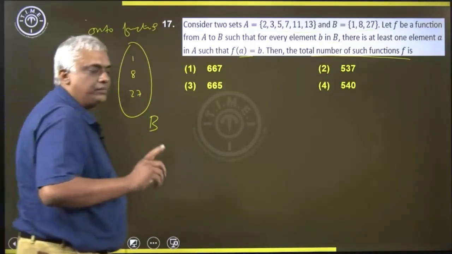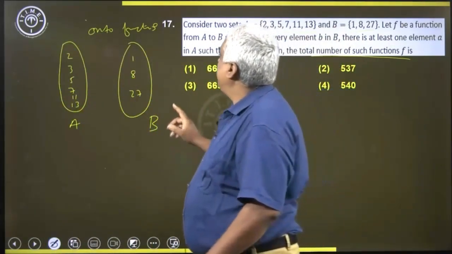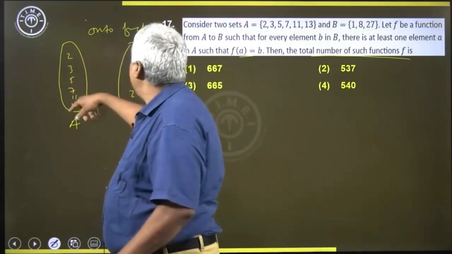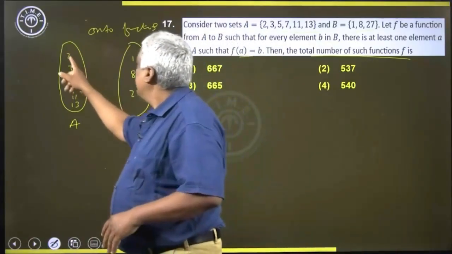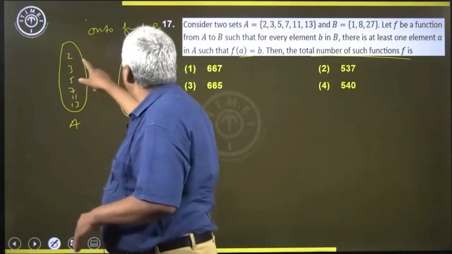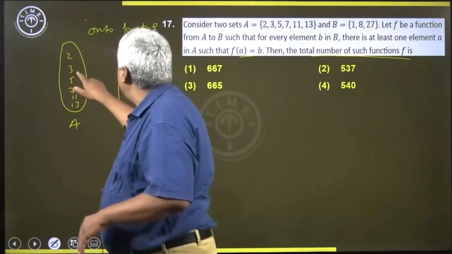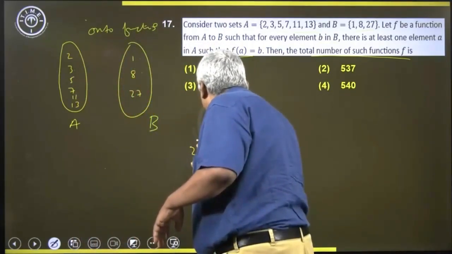So I can use the inclusion exclusion principle. Let's find the total cases, the total mappings possible. This 2 can go in how many ways? It can go here, here, or here, so 3 ways. 3 can be mapped in 3 ways, and this also 3. So the total will be 3 to the power 6.